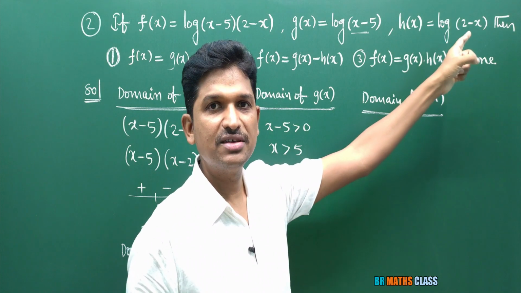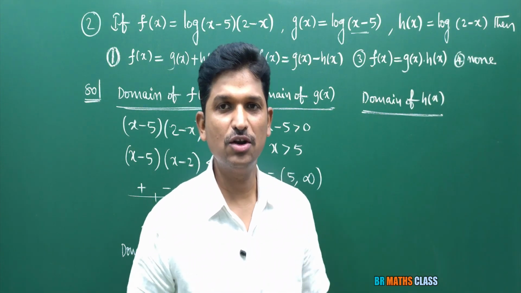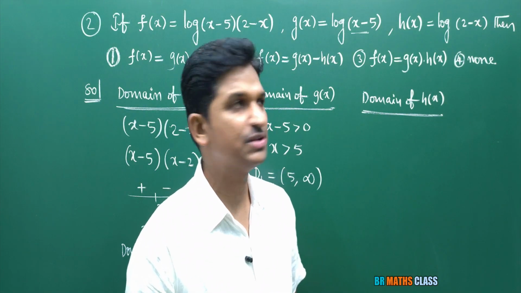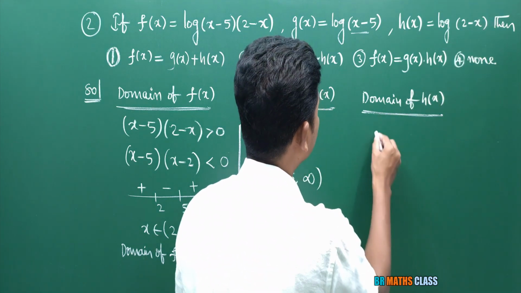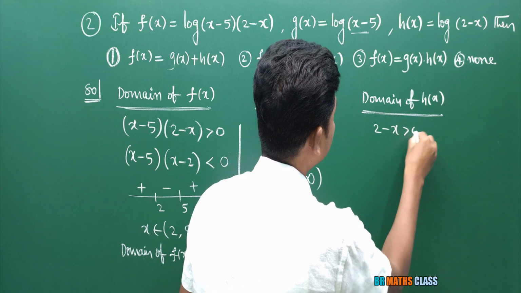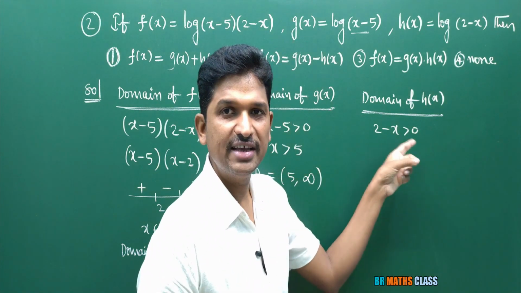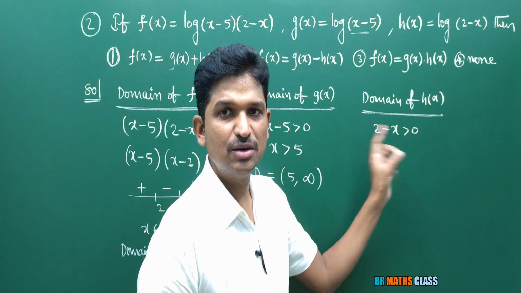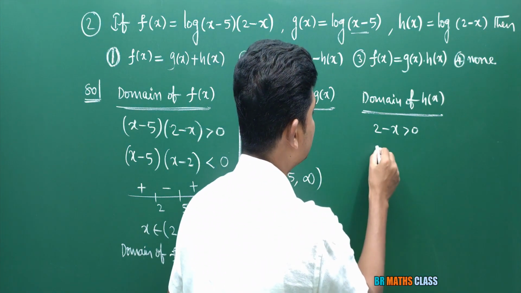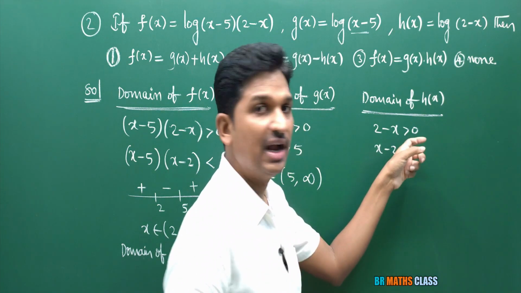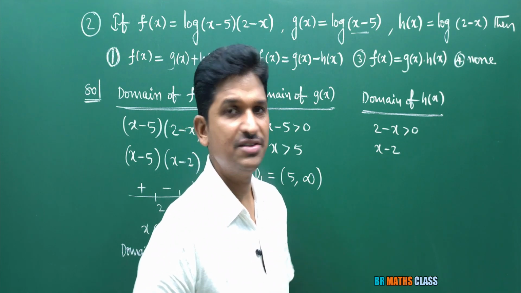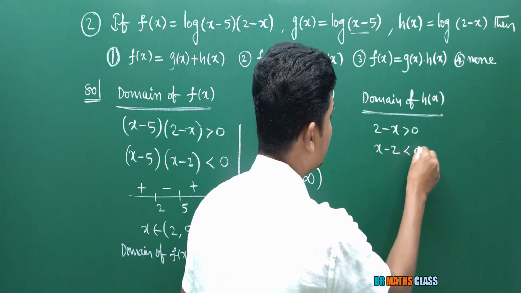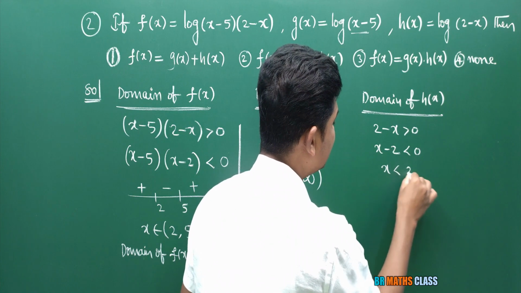You observe this h of x, it is a logarithmic function. We know that a logarithmic function is defined for positive real numbers only. So whatever the expression is there, this must be greater than 0. So 2 minus x must be greater than 0. Now to get the x value easily, I'll multiply with minus on both sides. This 2 minus x will become x minus 2. And you know that for an inequality, if we multiply with a negative real number, the inequality sign changes. This greater than changes to less than 0. From this I can write that x is less than 2.